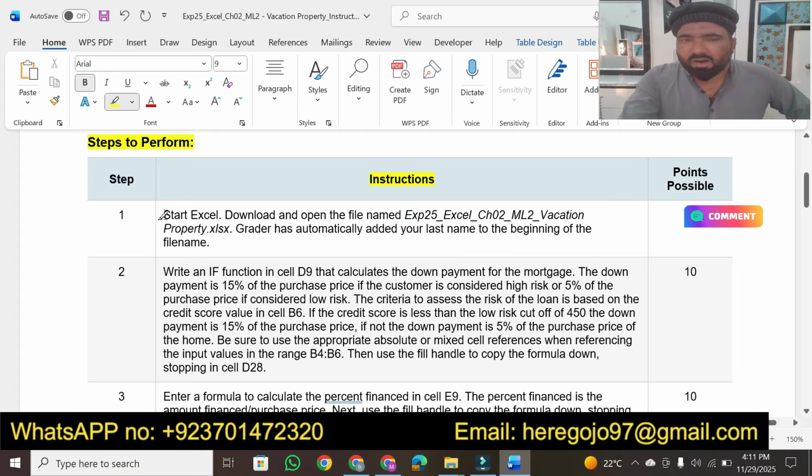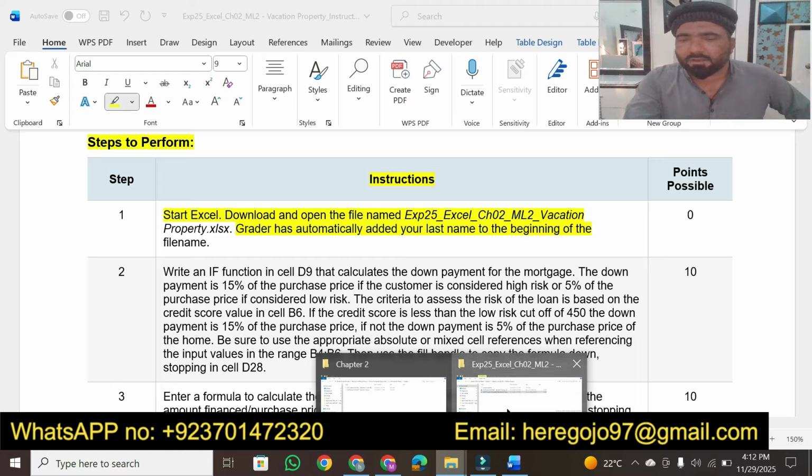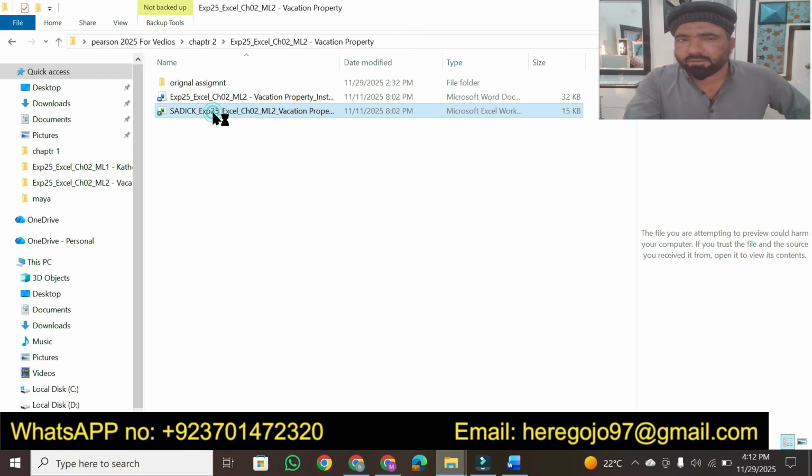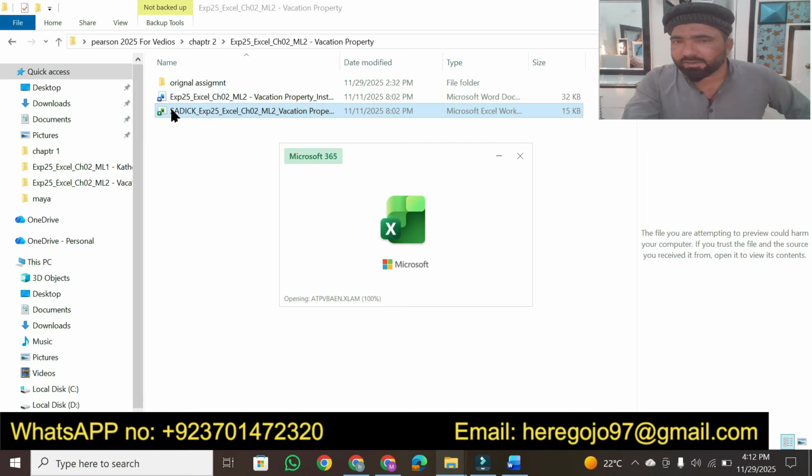In question number 1, start Excel, download and open the file, this one. Then the grader has automatically added your last name to the beginning of the file name. Now we have already downloaded our Excel file. Now we have to open that one. Okay, and now you may see our name is already added automatically.